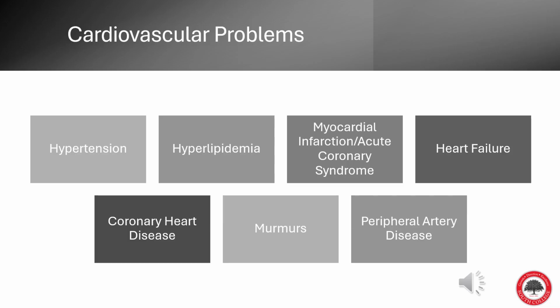Let's go ahead and start on the cardiovascular problems, including hypertension, hyperlipidemia, MI, heart failure, coronary heart disease, murmurs, and peripheral arterial disease. Of course, for each one of these, you're going to go through those same areas of risk: clinical presentation, physical exam, screening and diagnostic tests, diagnostic criteria, and treatment plan.